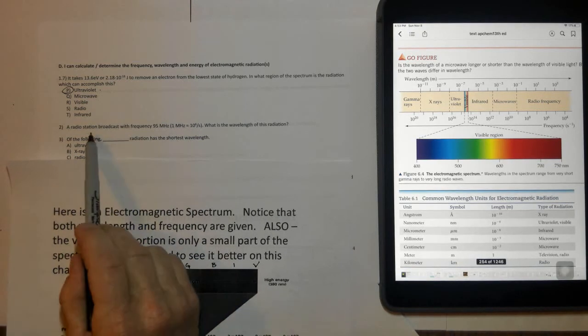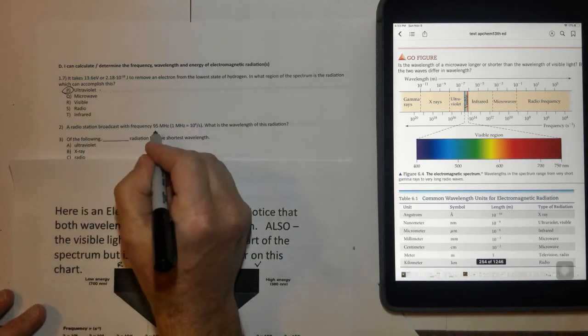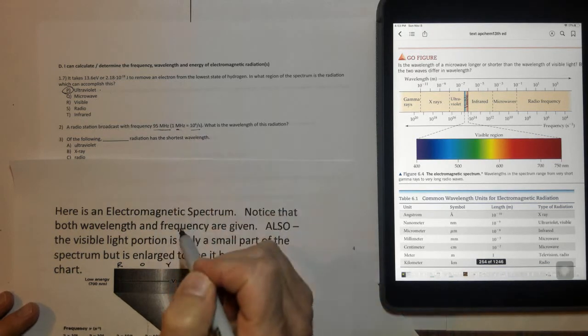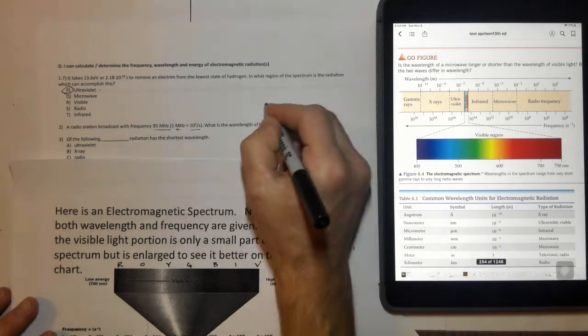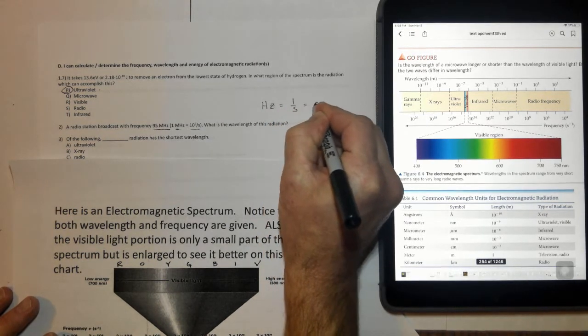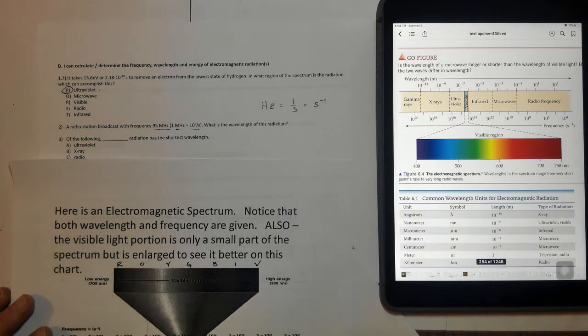Alright, secondly, a radio station broadcasts with a frequency of 95 megahertz. A megahertz is 10 to the 6th per second, or hertz. Remember, a hertz is the same as a per second, or the fancy way to write it is seconds to the negative 1. What is the wavelength of this radiation?